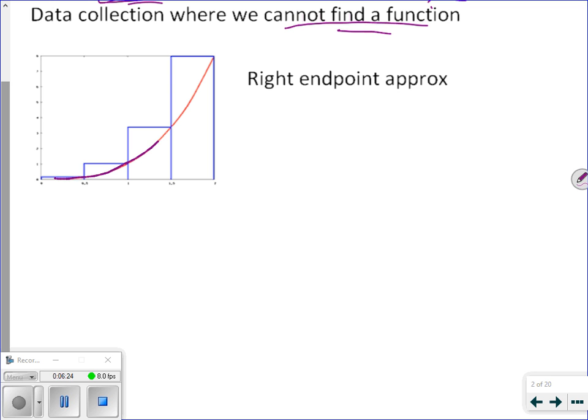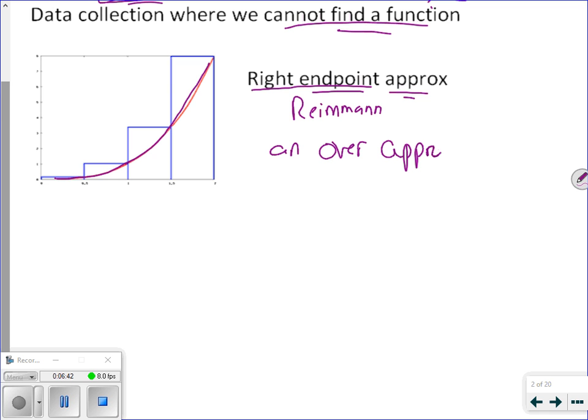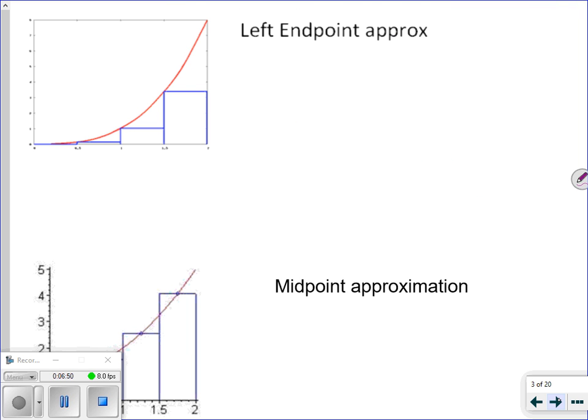Recall that if I have an increasing function, right, where they have a right endpoint approximation or a right Riemann sum, that's a good approximation and all, but it's going to be an over approximation if f is increasing. Okay. Well, what about if I chose to do a left Riemann sum or left endpoint approximation with that graph? Well, again, if f is increasing, you can obviously see that this is going to be an under approximation.